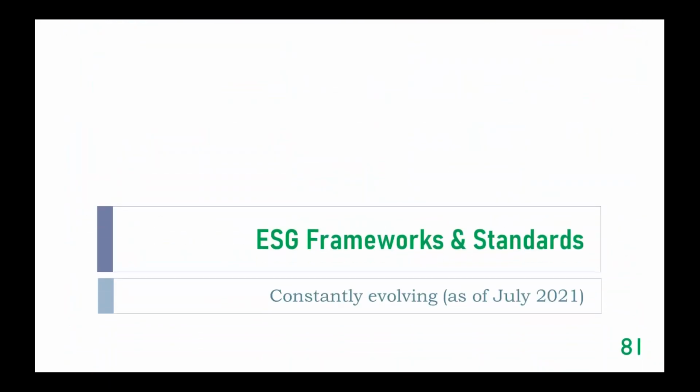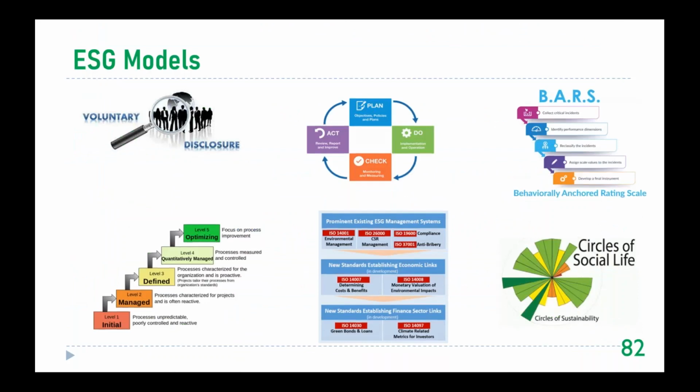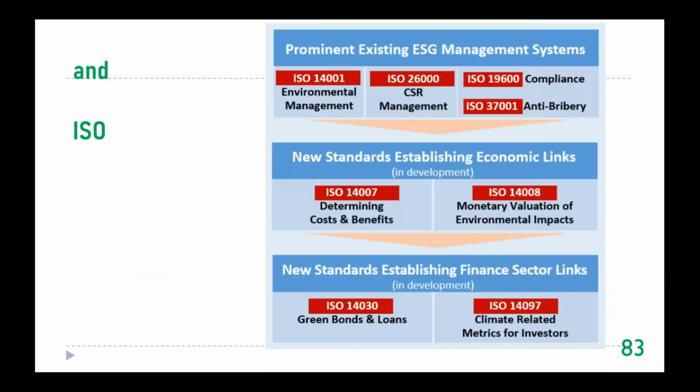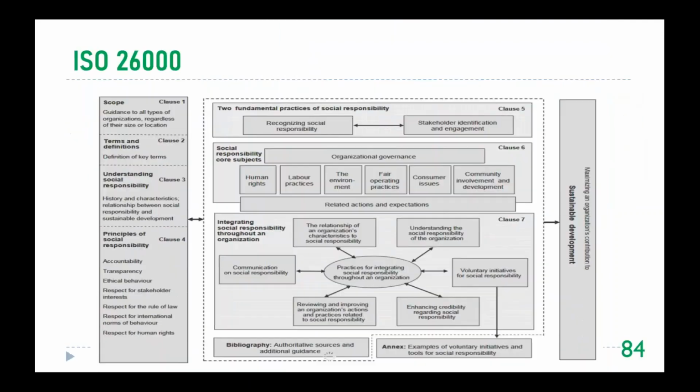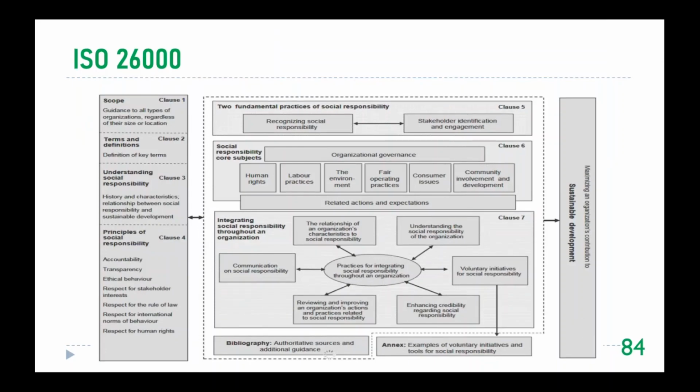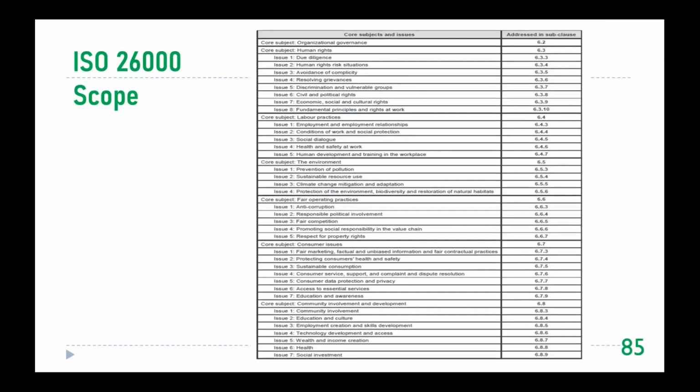Now, ESG standards, there are a number of them which are available to you. You could use very simple systems to start with, and then there is an emerging standard. These are the ISO standards emerging around social governance and compliance. ISO 26000 is one of them. I'm going through these so that you can go over this.